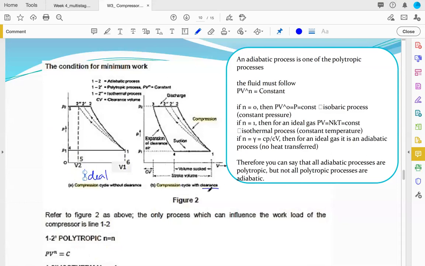This is with clearance. What clearance means is there is some air trapped inside the cylinder. When the piston goes back to the original place, the trapped air expands, so it takes some of the space of the cylinder. Therefore, 3 to 4, rather than a straight line, is a bit curved, following slightly a polytropic expansion.